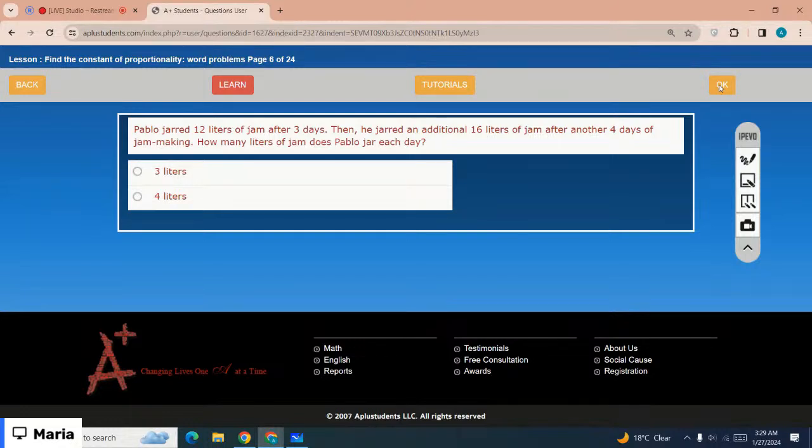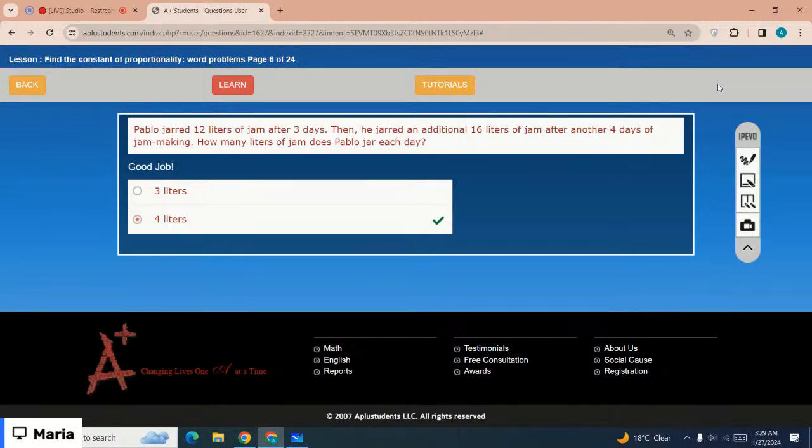We need to calculate the constant of variation. So which is the correct option? The correct option is, yes, that is 4 liters. The correct option is 4 liters.